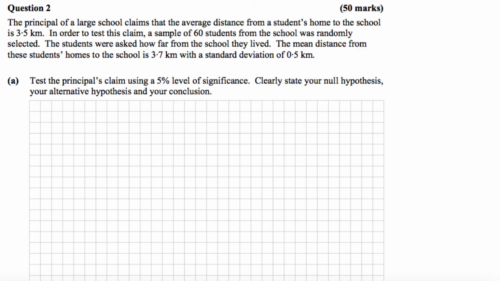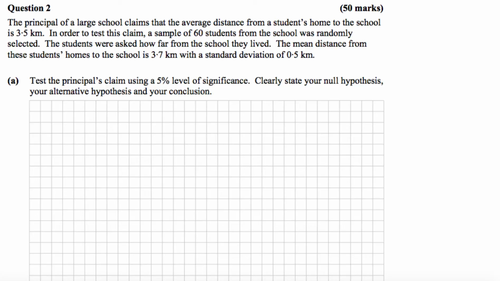So this is question 2 from the 2015 sample questions on inferential statistics. And the question reads, the principal of a large school claims that the average distance from a student's home to the school is 3.5 kilometers. In order to test this claim, a sample of 60 students from the school was randomly selected.